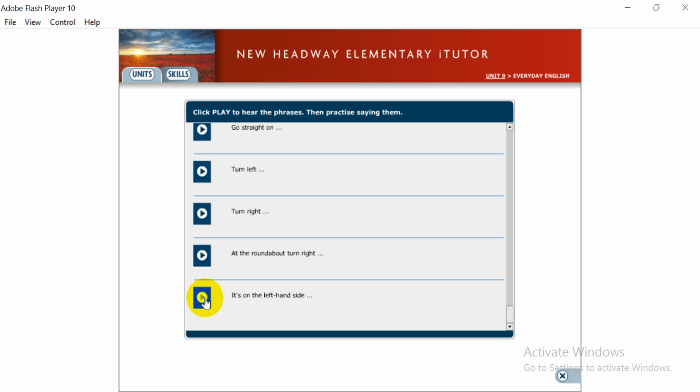It's on the left hand side. Okay, this is all about direction.